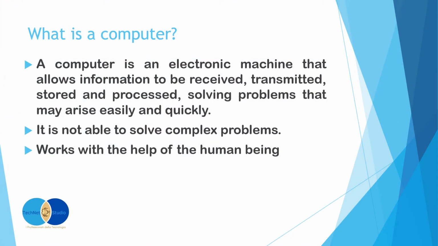Well, let's begin this module by defining what is a computer. A computer is an electronic machine that allows information to be received, transmitted, stored, and processed, solving problems that may arise easily and quickly. The computer is not able to solve complex problems as the human being, so it works with the help of the human being.